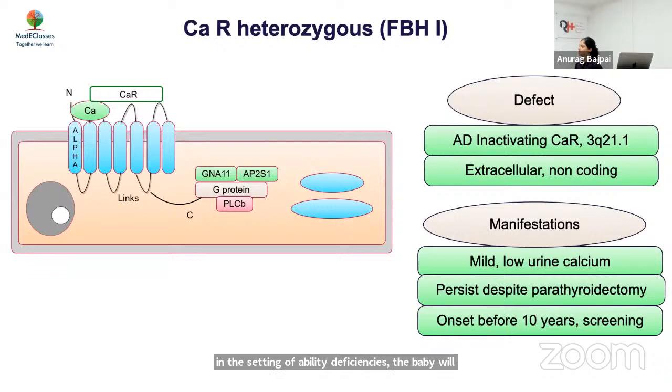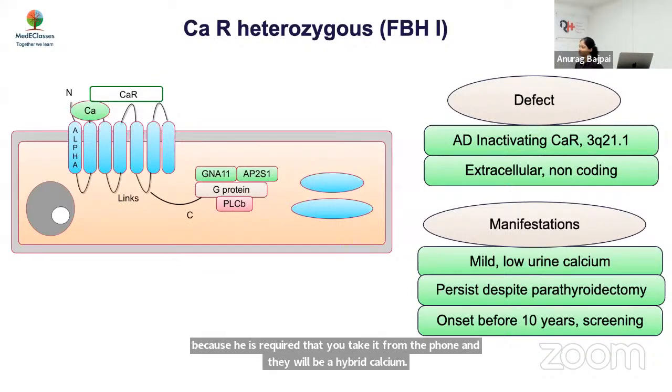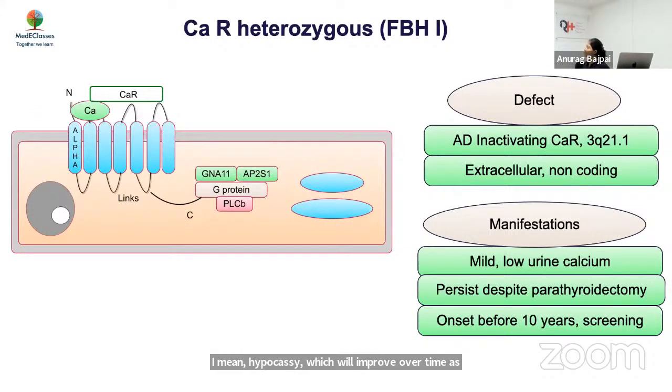This is a very interesting scenario where the mother's calcium is normal, but that normal calcium is sensed as low by the baby because he has acquired the mutation from the father. And there will be a hypercalcemia with hypocalciuria, which will improve over time as things settle down. So that's an important differential to look at.